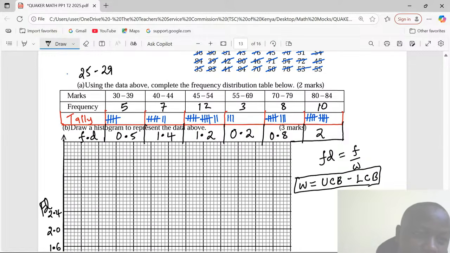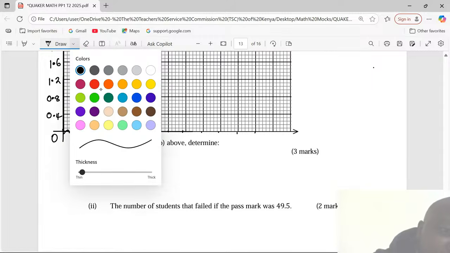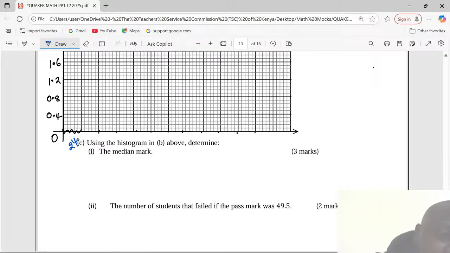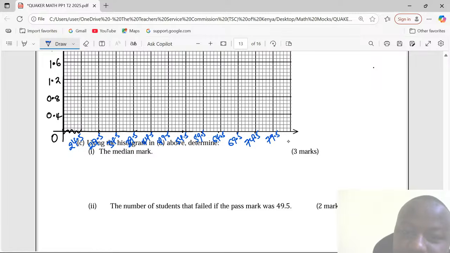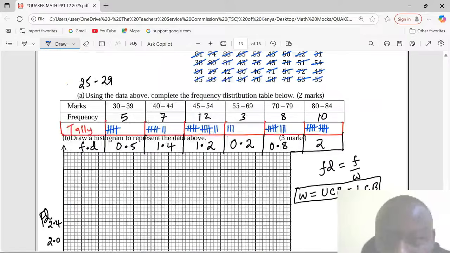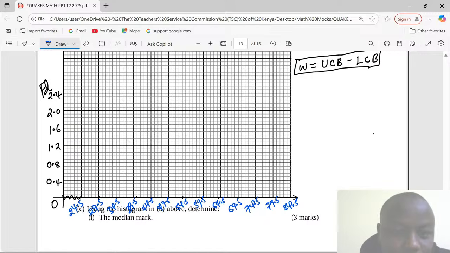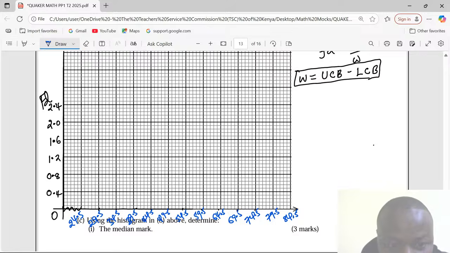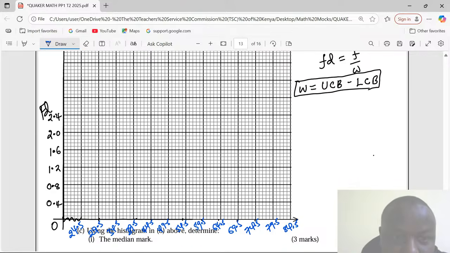So that will start with 24.5, 29.5, 34.5, 39.5, 44.5, 49.5, 54.5, 59.5, 64.5, 69.5, 74.5, 79.5, 84.5. Again, we have used all the squares. I didn't want that, but let's just proceed. So no problem. Let's now plot.